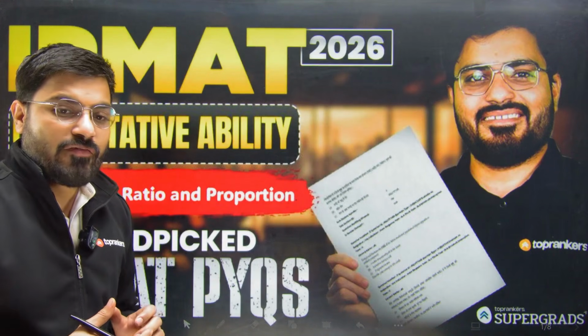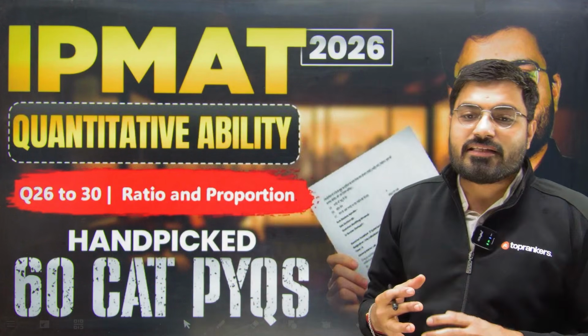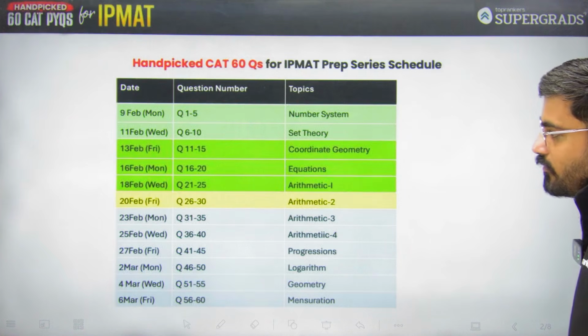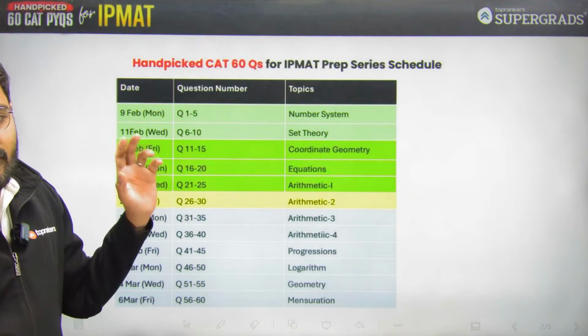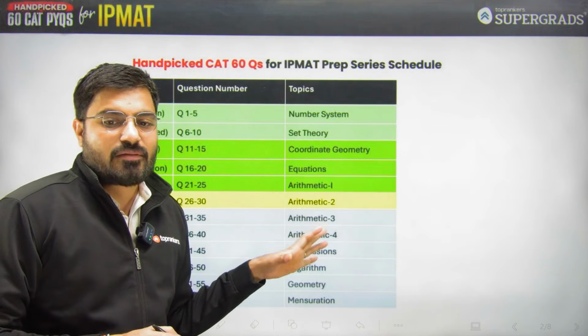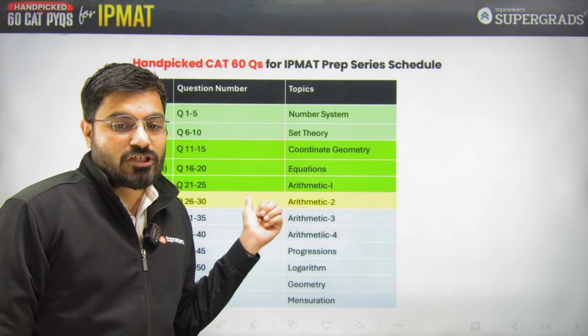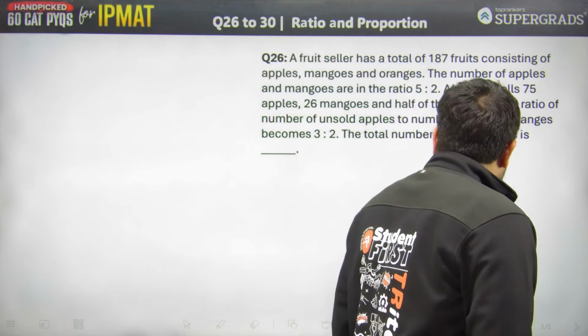So here we are continuing this series. Today we will be solving the questions from question number 26 to 30 and the topic is ratio and proportion. We are solving it for the arithmetic family. We are done with number system, set theory, coordinate geometry, equation, and arithmetic 1, and today we are solving arithmetic 2, which is question number 26 to 30. Without wasting much time, let's go to the question.